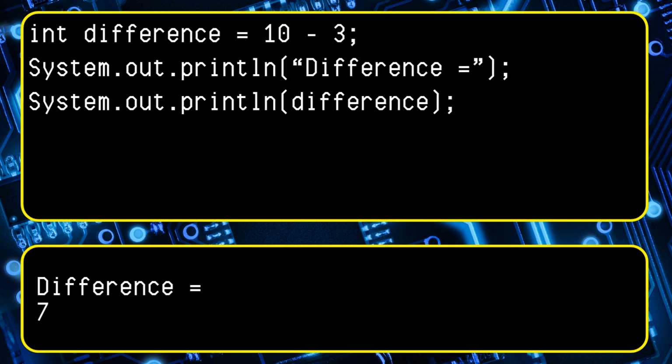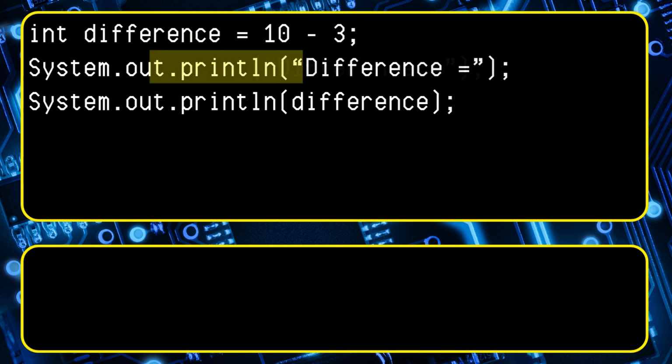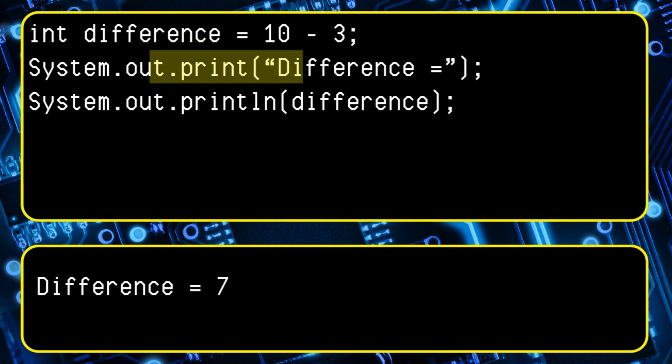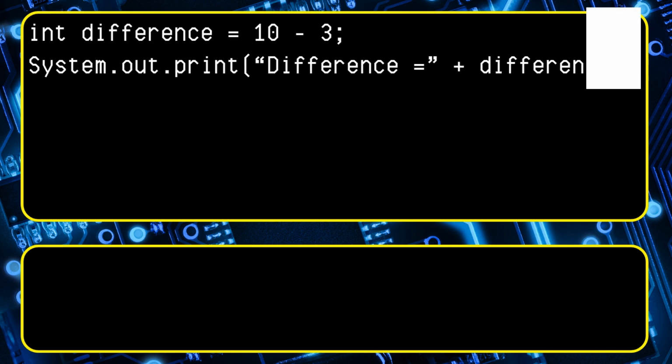That code puts the result on the next line. We can fix that by changing the first print line to a print, and that gets us the result we're after. But we can also put that all in one print line statement using the plus symbol in a slightly different way.